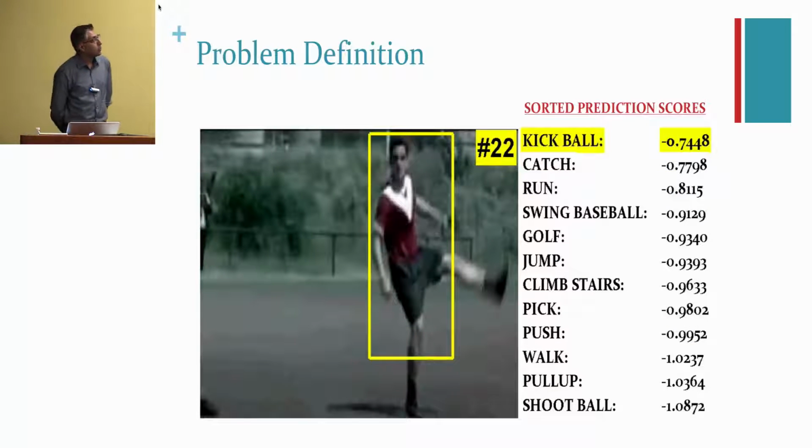So as you can see, when we were streaming this video, the prediction score improved as we get more information and we are viewing the entire complete action. This problem is what we call online action localization.